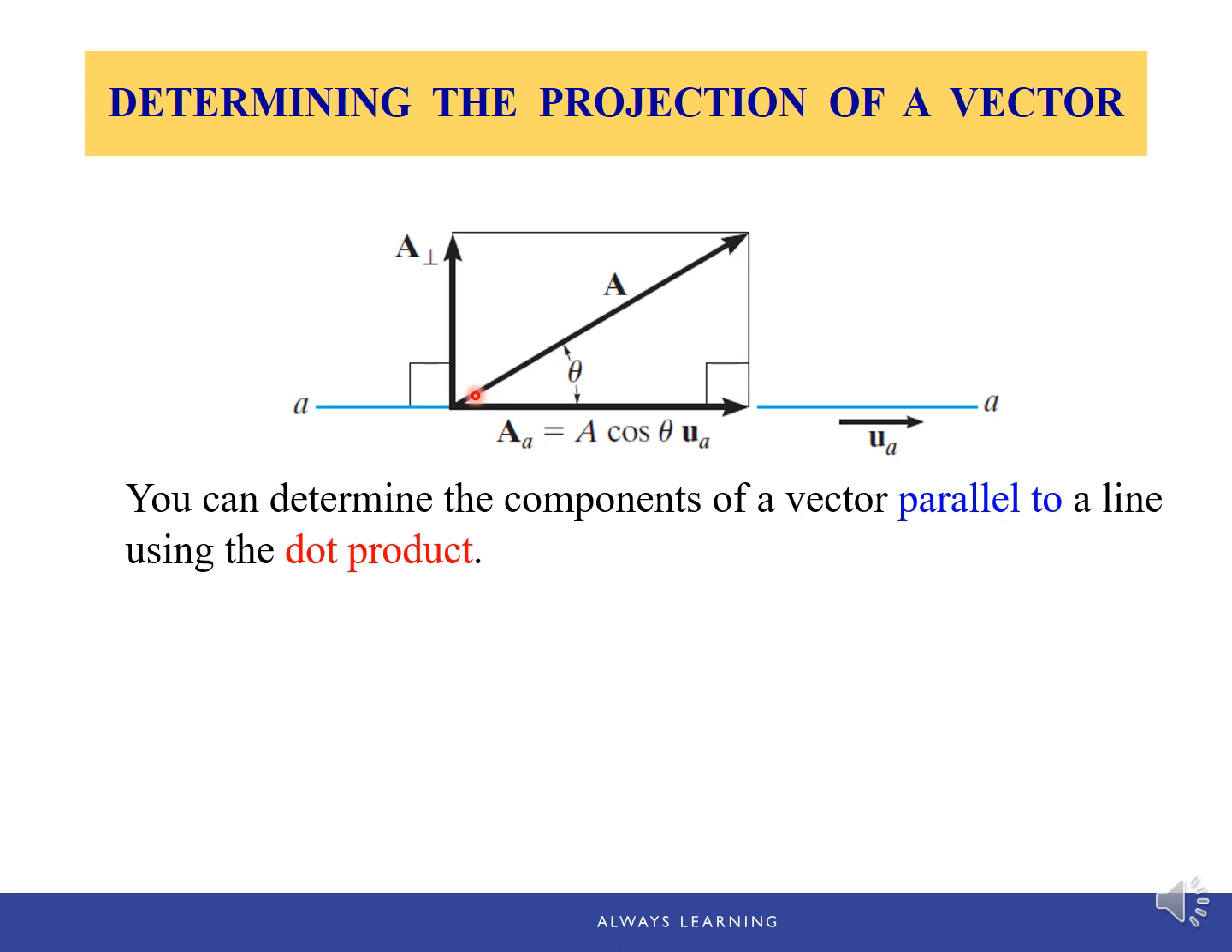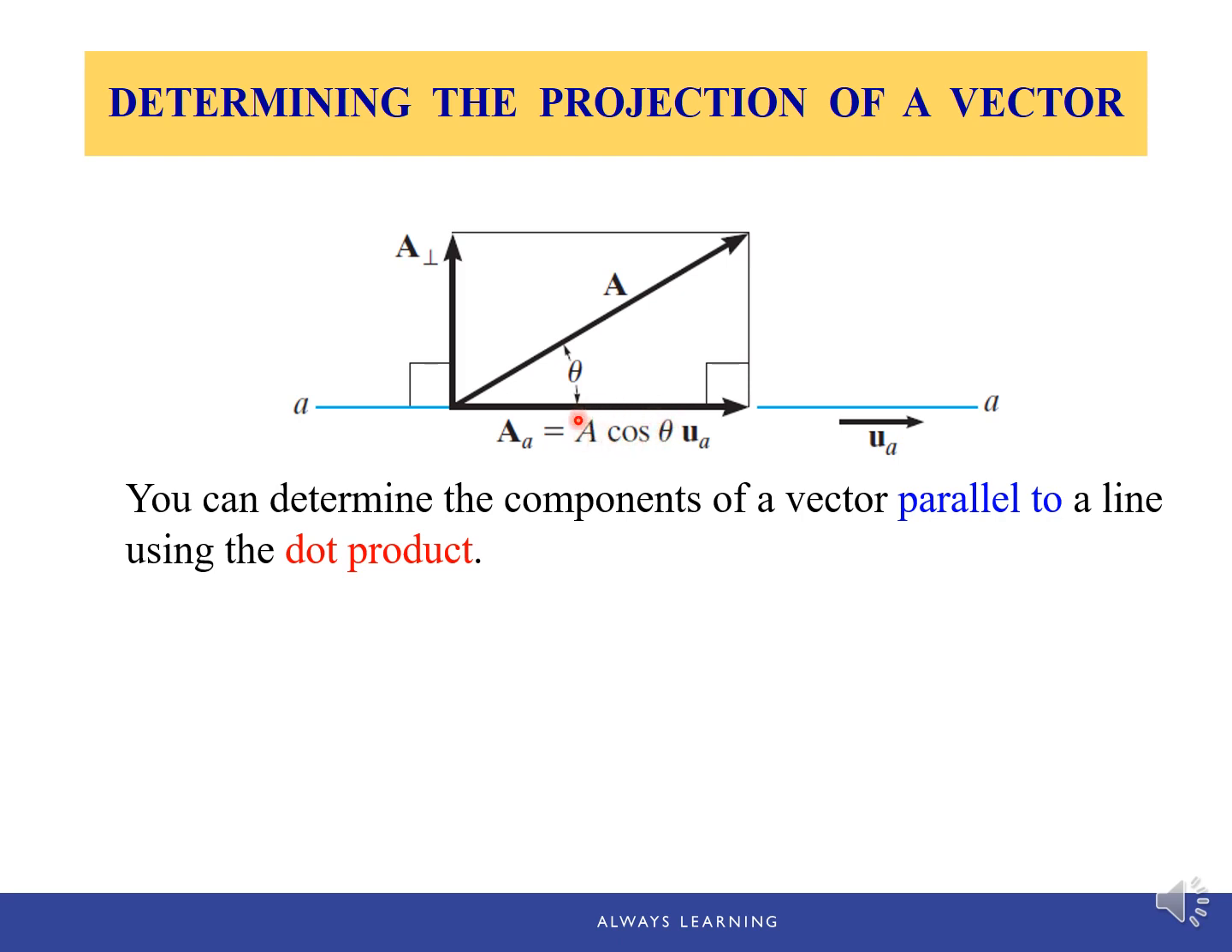So in this case, we have a vector A and a given direction, or a given line, we call it line AA. We have a unit vector u_A, or u_A hat, representing the direction of this line. Now the projection of a vector, we use A sub A. A means the vector, sub A means the direction it projects to. That projection, based on geometry and trigonometry, equals the magnitude of A times cosine theta.